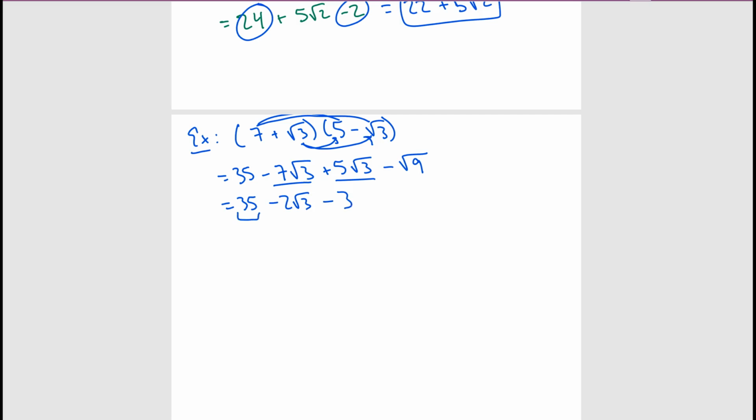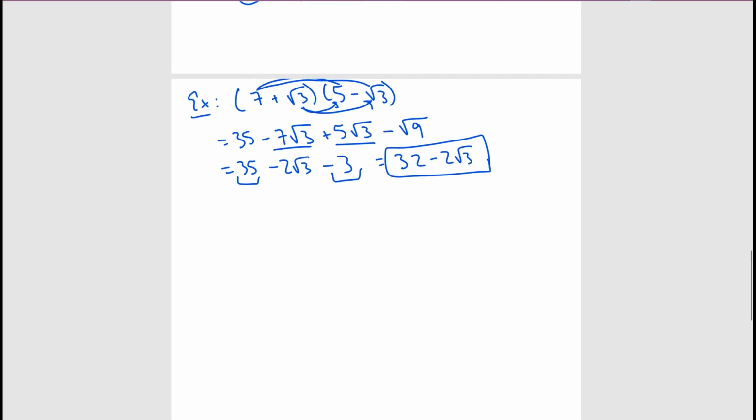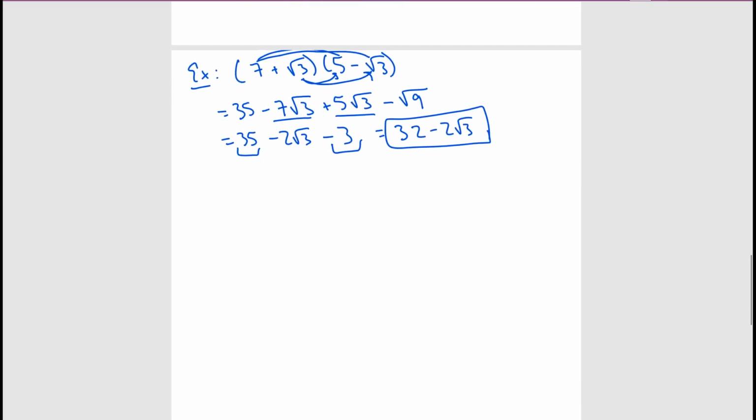Okay, then 35 minus 3. That's going to give me a 32 minus 2 square root of 3. Okay, and that is my final answer. These are not like terms, so you cannot do anything. Okay, let's do one last problem.